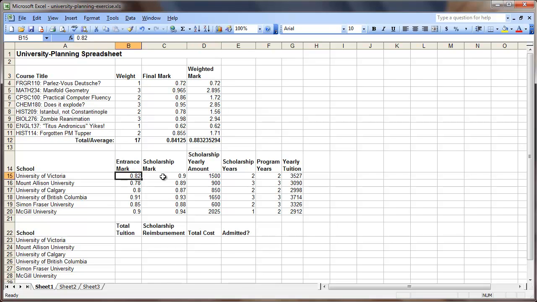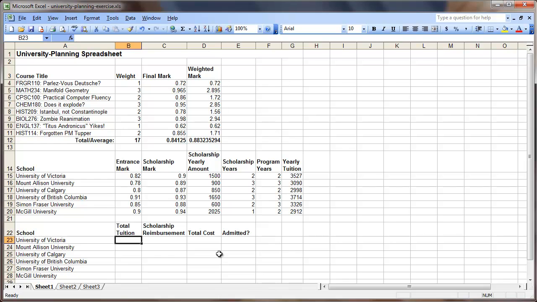If that's not the case, if I did not get in, for instance, 88 is not greater than 91, so I'm not going to get into UBC, then I want to show just 0. I can't pay them any money, they're not going to let me in. So might as well just come up with a number, we'll choose 0.